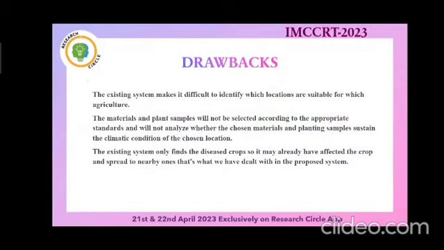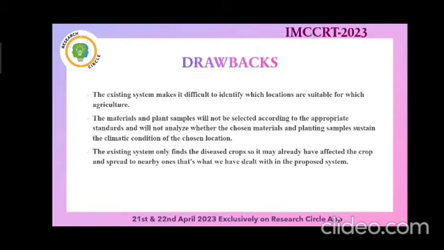The existing system makes it difficult to identify which locations are suitable for which agriculture. So we have to find the exact agricultural crops or agricultural fertilizers which we can use for the crops in the agricultural land. The materials and the plant samples will not be selected according to the appropriate standards, and it will not analyze whether the chosen materials and planting samples sustain the climatic conditions of the chosen location. You can also determine the climatic conditions, and you can relate it to the crop and fertilizer we are using on the land based on climatic conditions.